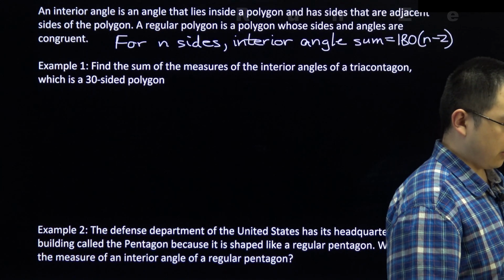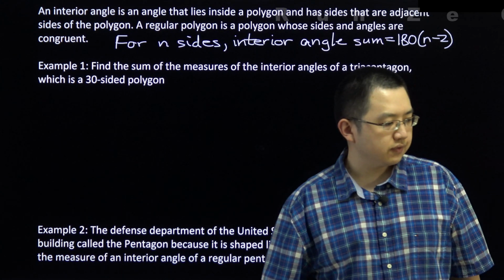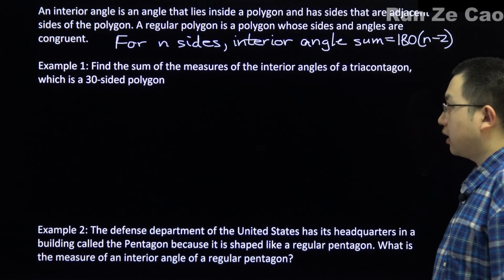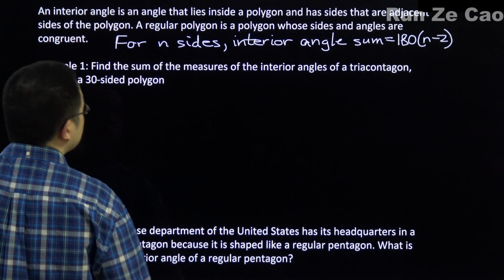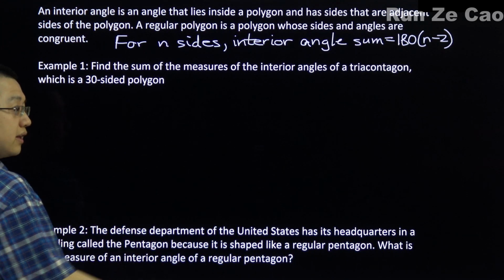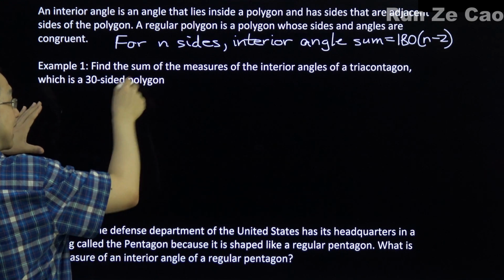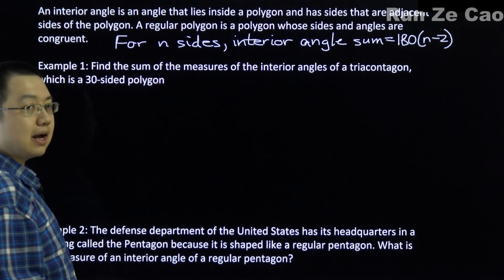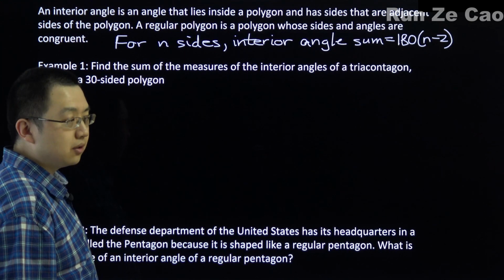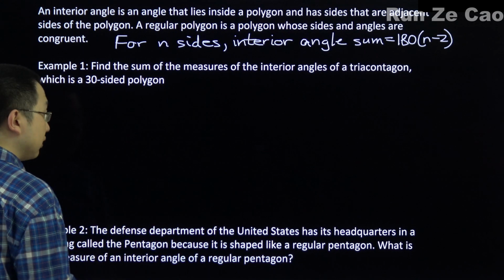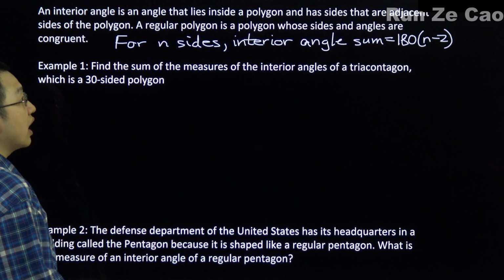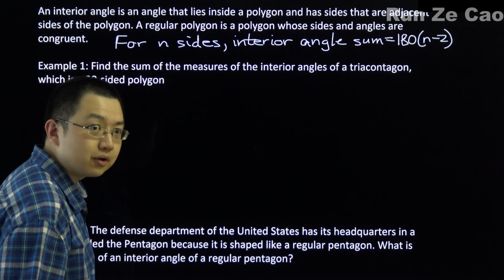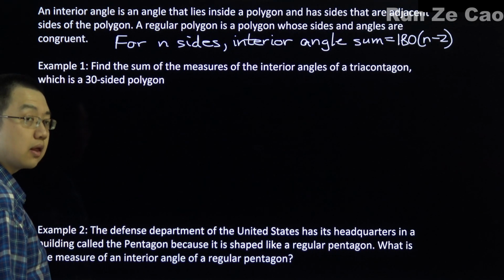Now, example 1. Find the sum of the measures of the interior angles of a triacontagon. So a 30-sided polygon. Well, if it has 30 sides, you can cut it up into a lot of triangles. 4 sides we could cut up into 2 triangles. 5 sides we could cut up into 3. 30 sides we can cut up into 28 triangles. Okay then.